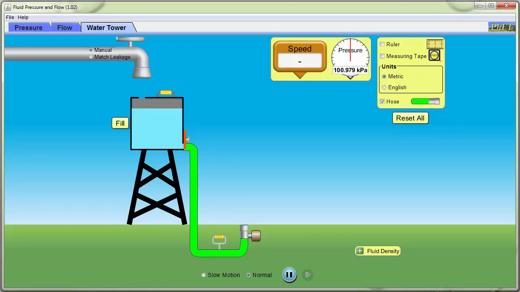Let's jump over to our applet again. So here I've got a somewhat similar situation. I've got a water tower, the pipe goes down. Even if it goes down like this and comes back up, I'm going to open this door here and we're going to have water come shooting out here. Okay, I'm going to keep my tank full. Here we go, match leakage, that should help.